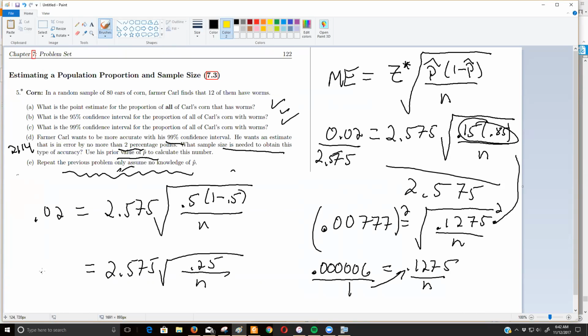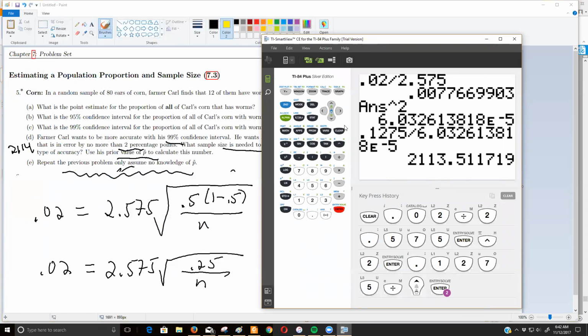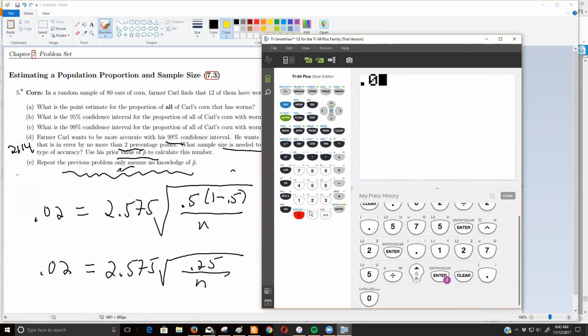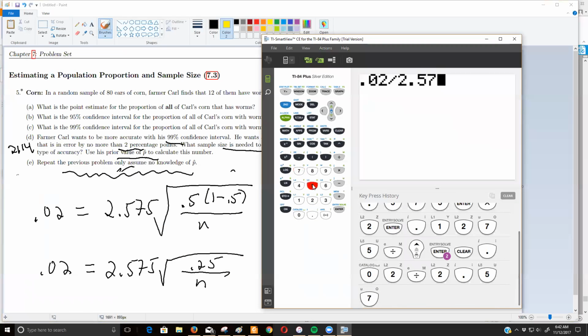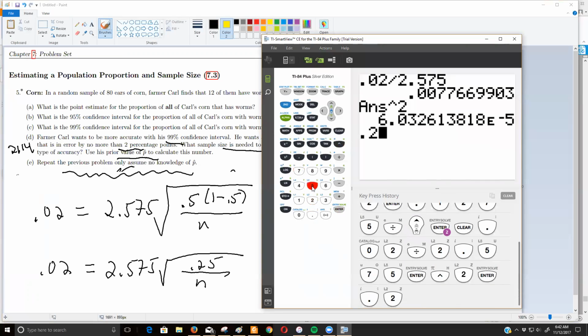So now let's work backwards here, and I'll do the backwards work with my calculator. Then we'll look at those formulas that Dr. Stevens gave you, because you need no algebra when they give you the formula. I'm going to divide 0.02 by 2.575, and then I have to square it again. So far there's no difference, it's the exact same thing we've been doing. But now I'm going to take 0.25 and divide it by that value. Cross multiply, divide.